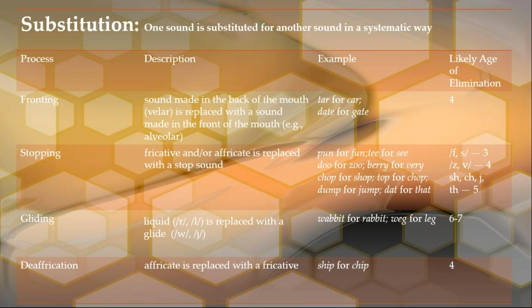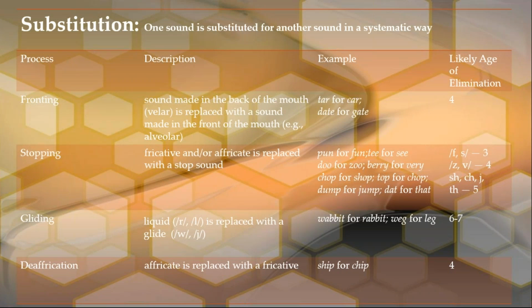So if you're saying car, that C sound is made in the back of your mouth, and they're replacing it with a sound in the front of the mouth, which is the T sound. So you're going from car to tar. Same thing for gate to date. And that should be eliminated developmentally by the age of 4. That's probably one that you guys see in early language learners.